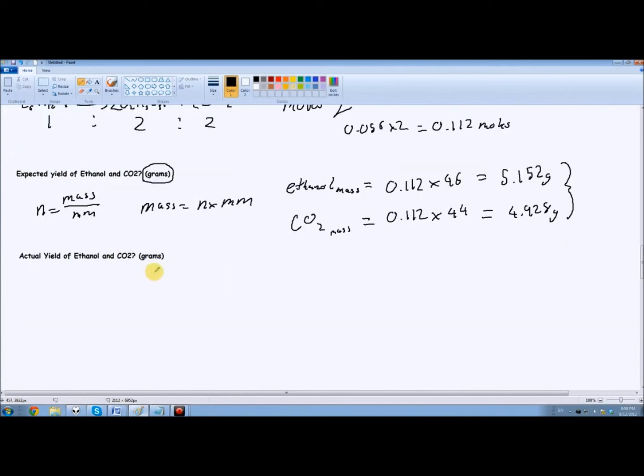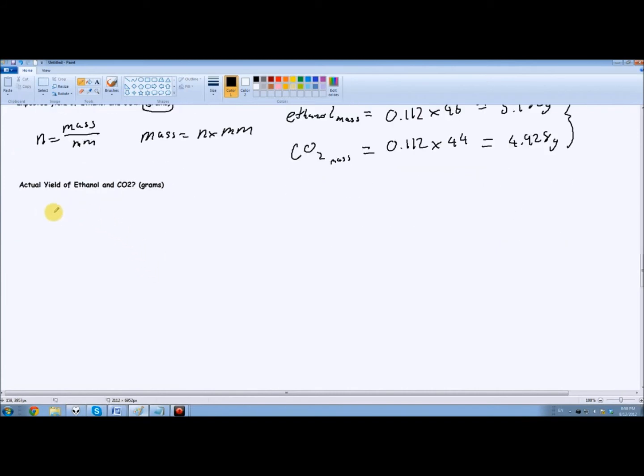Then it asks us in the last question something a bit different. The actual yield. So we know what yield means, but what does it mean by actual? Well, it's asking us to use the information we have in our table, right?